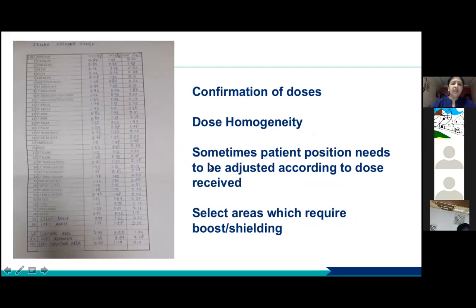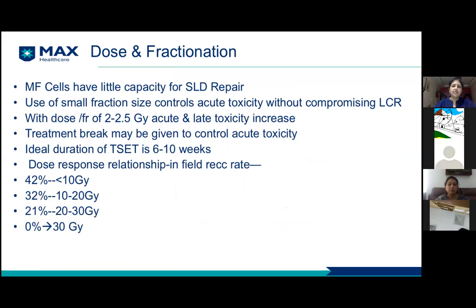And sometimes if they are getting overdosed or underdosed, then the patient position has to be adjusted in relation to the perspex sheet. If there are selected areas, you will identify that, okay, my hand is getting overdosed, so let me shield my hand in the last 4 fractions, or probably this area is getting shielded, so let me give a boost. So in vivo dosimetry is an essential part of every patient's treatment. It helps you individualize their treatment.